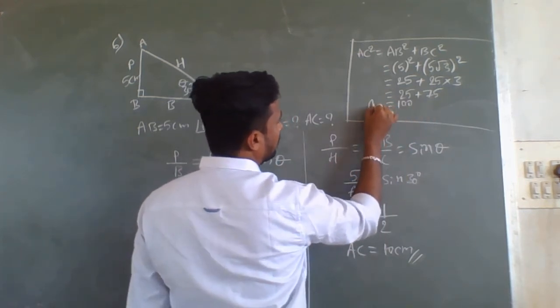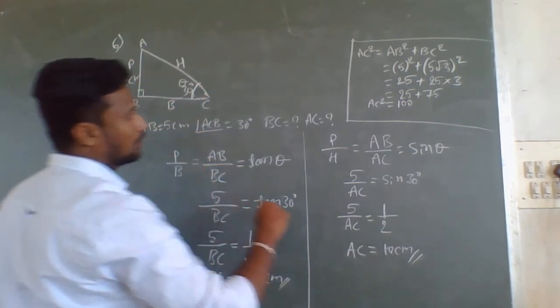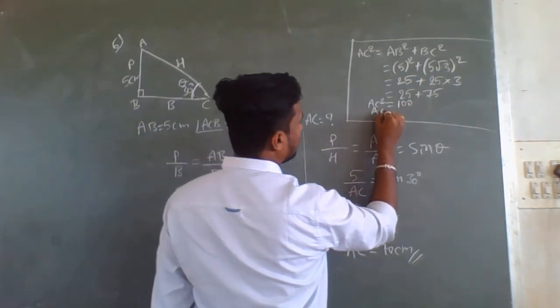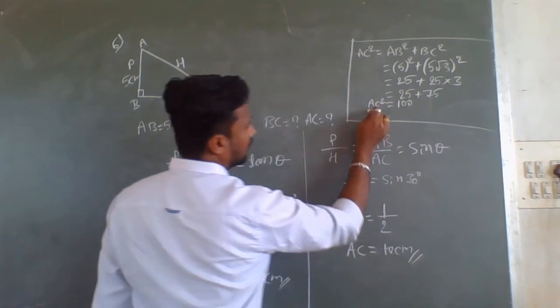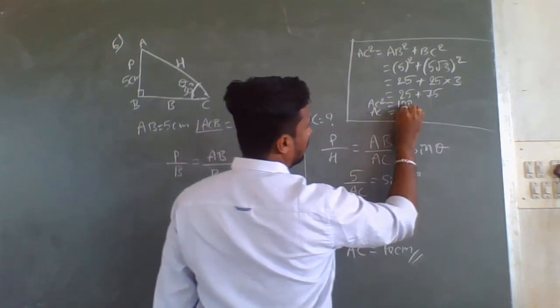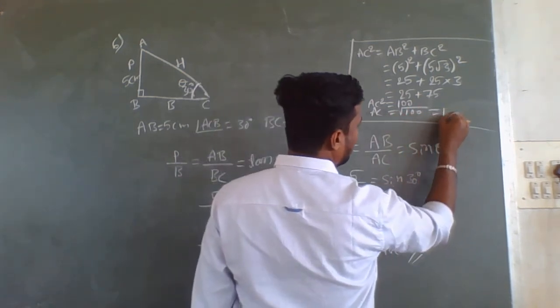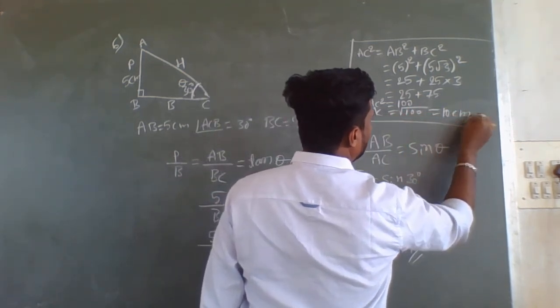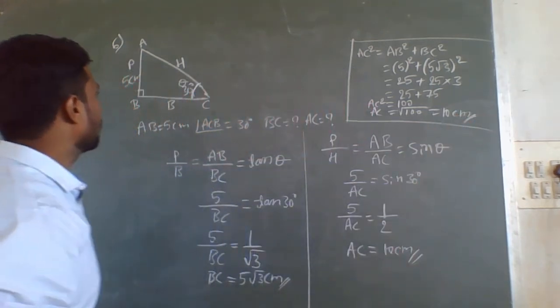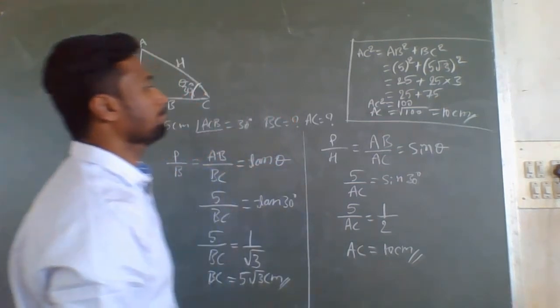So this value is equal to AC square, but we have to find the length of AC. So to calculate the length of AC, we will not consider this square value. So if I write AC only, here I have to write the square root of 100. What is the square root of 100? 10. So here also we got the length of AC equals 10 centimeter only.